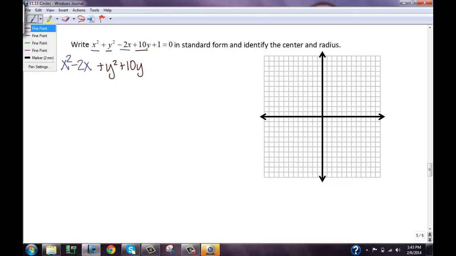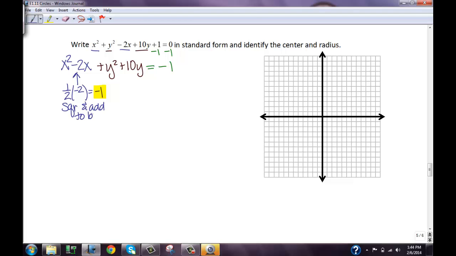And then I want to write my constant terms on the right hand side of the equation. So I need to move this 1 over by subtracting, which makes this equal to -1. Then I go ahead and start completing the square. So when I take half of my x coefficient, which is -2, that gives me -1. So I'm going to go ahead and highlight that so I can use my shortcut, and I'm going to just say square and add to both sides.